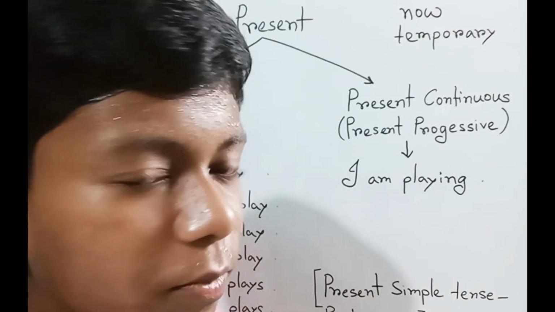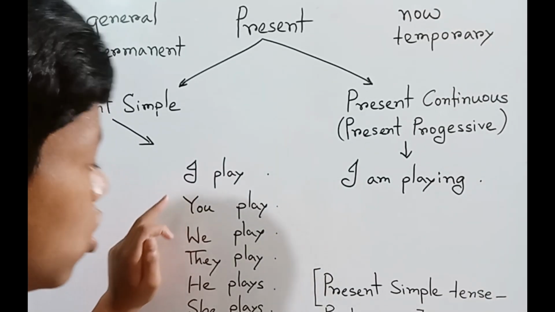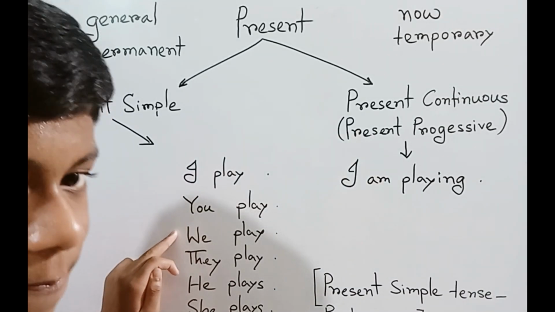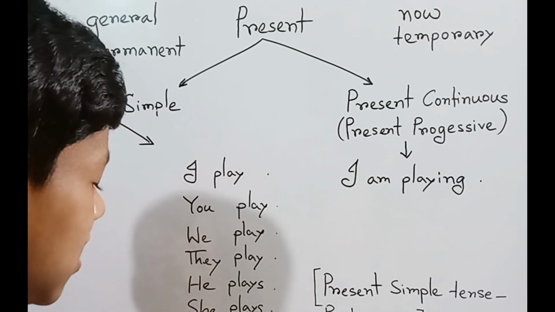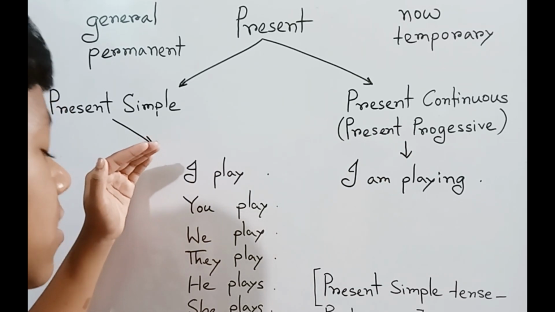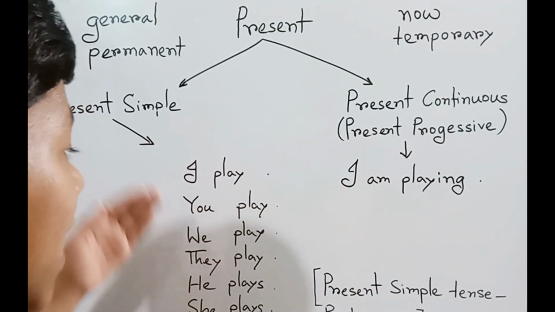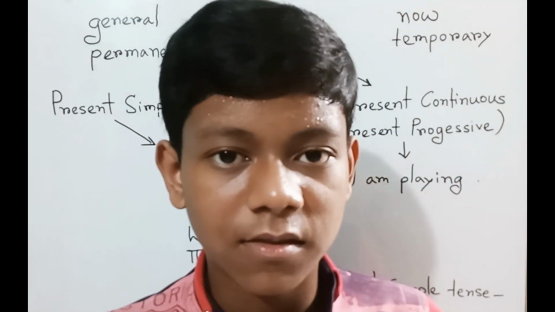So we have already understood the basic formulas of this tense. We can read them for a while. I play, you play, we play, they play, he plays, she plays, it plays. I have written these examples, and by following this, you can make bigger sentences.